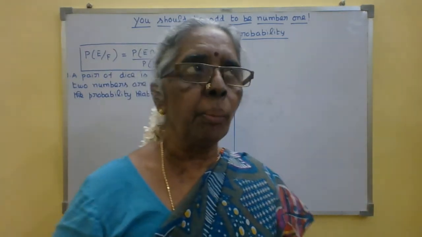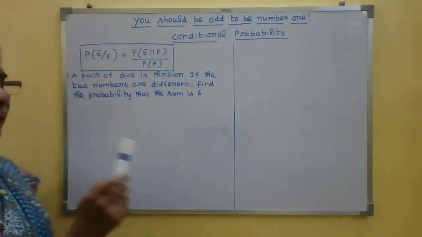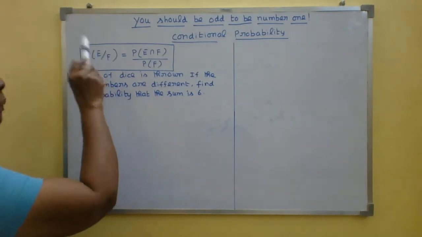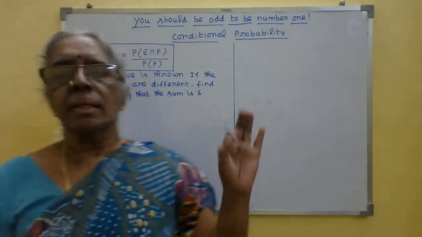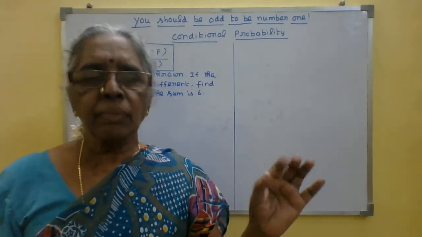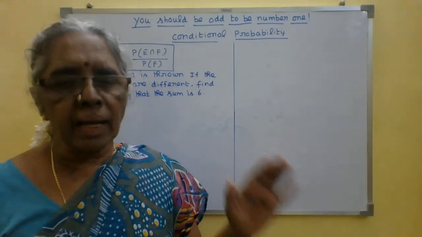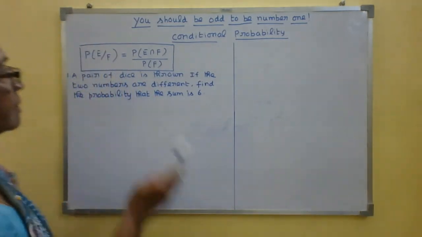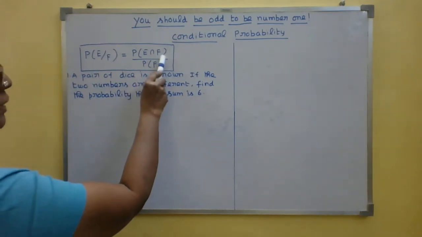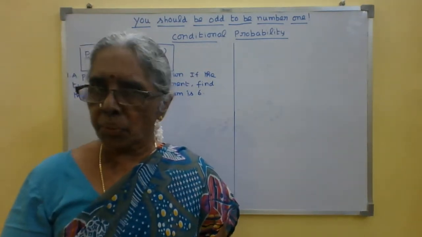For that, the formula is, we read it as P of E given F. Given F means F has already occurred, so we want to find the probability of E. Always E is the letter which denotes the probability of the thing which you want to find, and F is the one which has already occurred. Remember this. So P of E given F is equal to P of E intersection F by P of F. This is the formula we will be using.